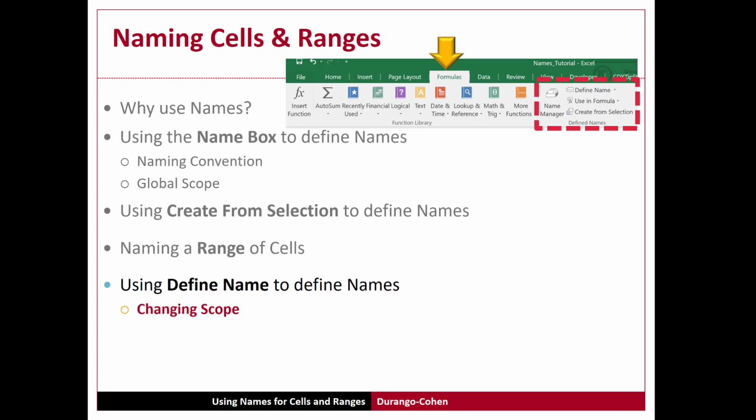Sometimes when we define a name, we want it to only be known to the local worksheet. We don't want it to be visible to other formulas in the workbook that are in other worksheets. And so to do that, we have to change the scope of the name so that it's defined locally. To do that, we use the Define Name functionality in the Define Names group.